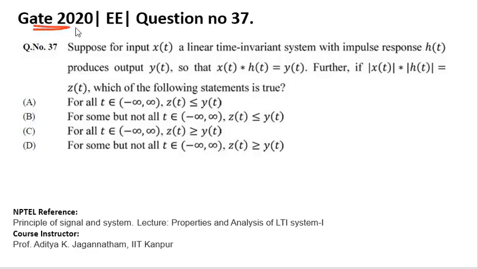So this is a question given in the GATE 2020 electrical engineering paper, in which you are given x(t) as an input to an LTI system whose impulse response is h(t) and output is y(t), and you need to find out the condition of mod of x(t) convolution with h(t).